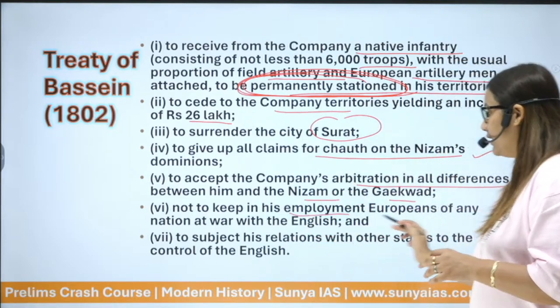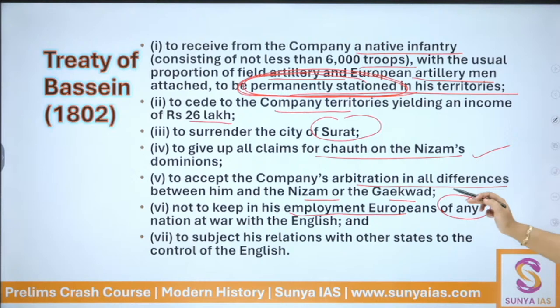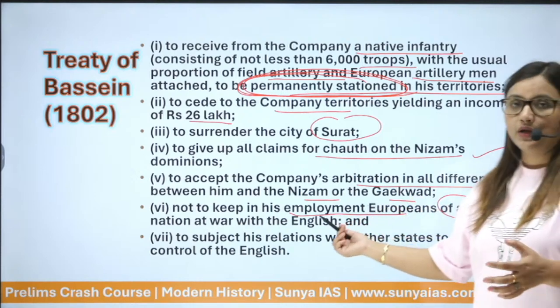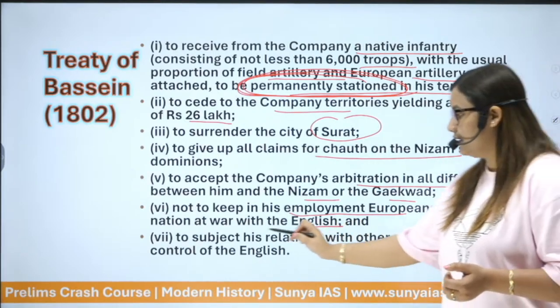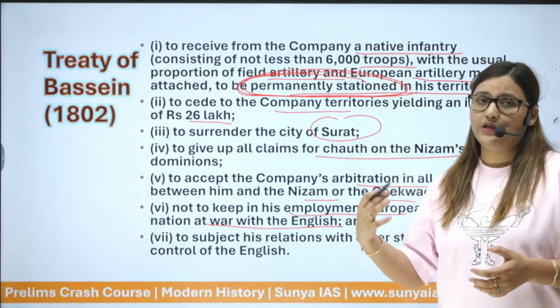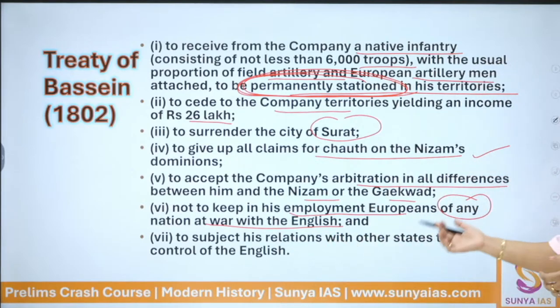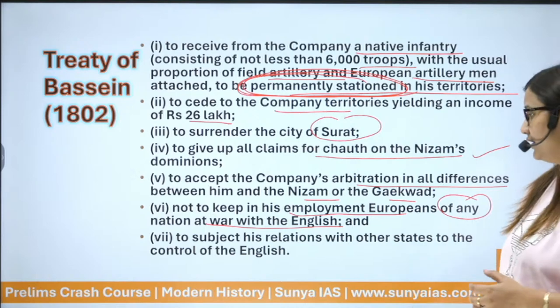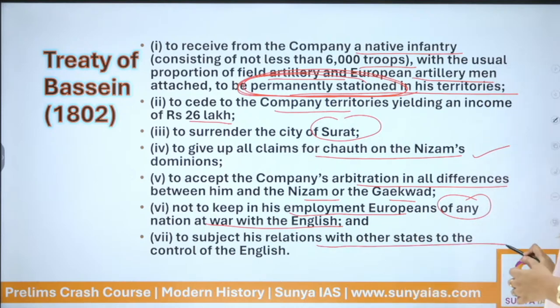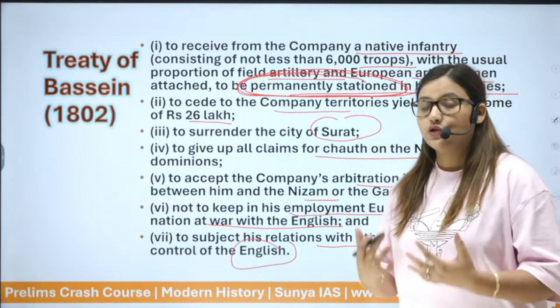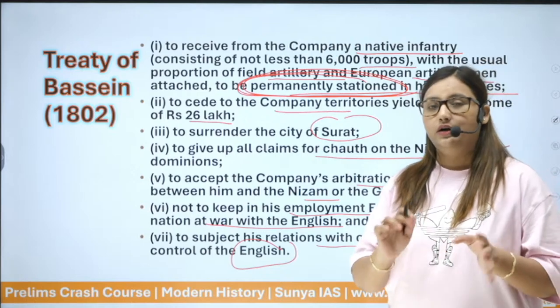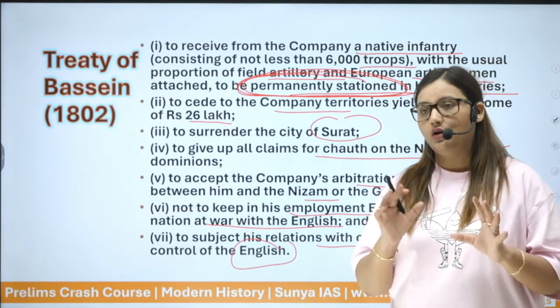He will not keep in his employment any other European of any other nation, especially the French, right? French were the enemies of English. So English never wanted any other company like French EIC or Dutch EIC to have any friendships. So not to keep in his employment Europeans of any nation at war with the English, and to subject his relations with other states to be controlled by the English. So yes, it would be in the control of English. So English can only decide what Bajirao II, the Peshwa, will do or what he will not do.